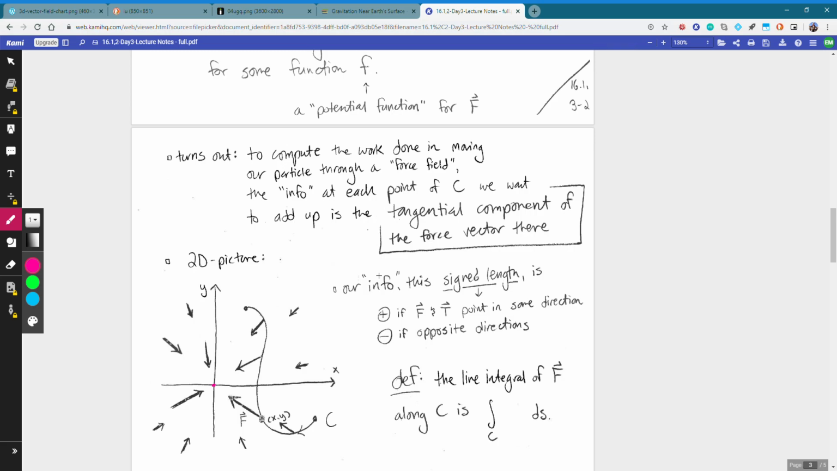a physically meaningful question is, hey, if we have a particle over here, well, what's the work that's done in moving that particle along the curve? And it turns out that the information that we want to add up at each point along our curve to answer that question is the tangential component of the force vector there. That's the information that we want to think about to answer this physically meaningful question. Well, what does that mean? Well, let's add that to the picture here.